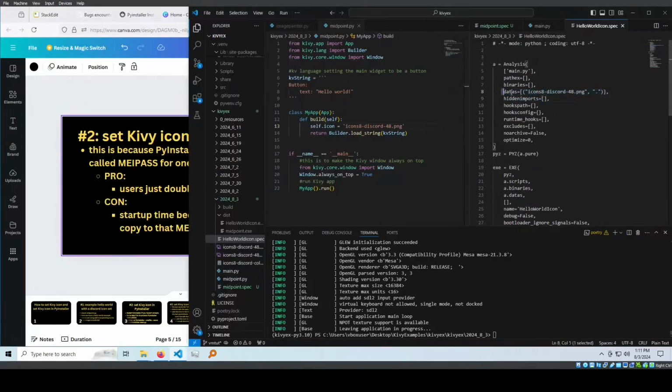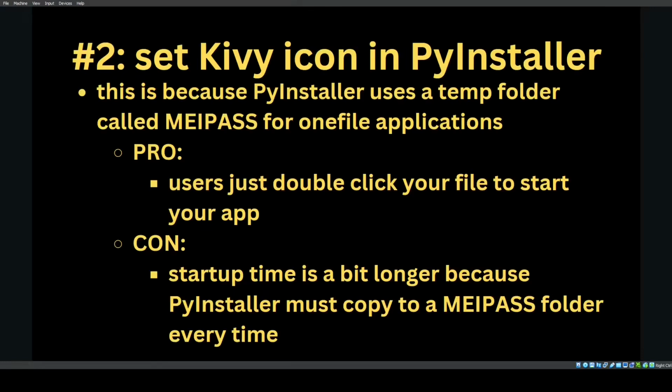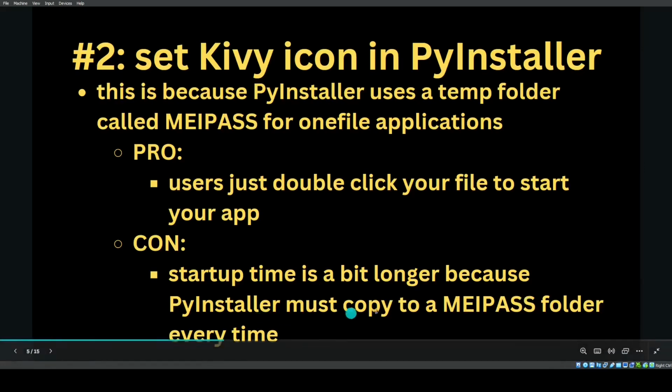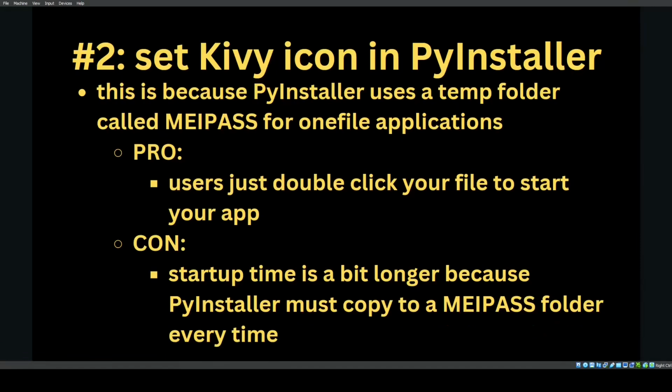So why am I adding this line in particular? Why did I add the icon to the data line? This is because PyInstaller uses a temp folder called _MEIPASS for one file applications. So here's the pro. Users just double click your file to start your app. And here's the con. Startup time is a bit longer because PyInstaller must copy to a _MEIPASS folder every time you want to run. So that's a little bit of a cost-benefit analysis.